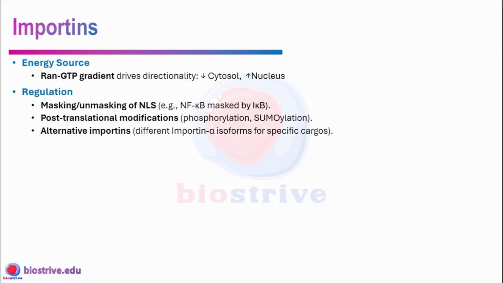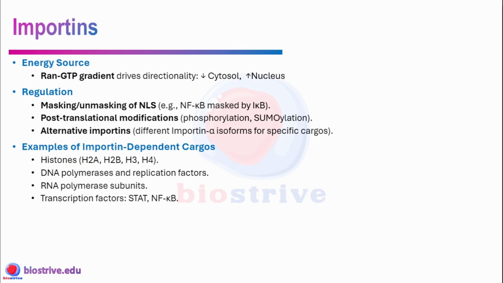For regulation, we will talk about three types. First is masking or unmasking of the NLS. If the NLS is not visible on the surface of the protein, there is no way that importin can bind to that protein and that protein cannot be transported. There can also be post-translational modifications, like phosphorylation or sumoylation, and alternative importins, or different isoforms of importin alpha for specific cargoes. That's how the regulation of these importins takes place.